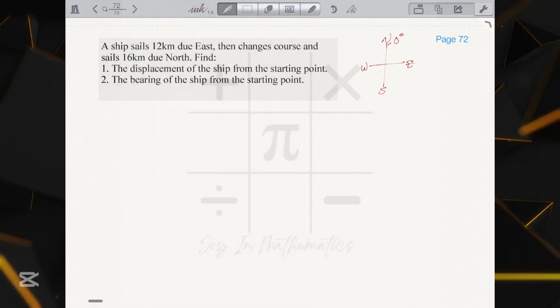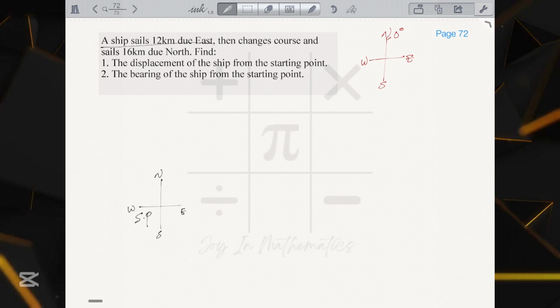So let's begin. The first position of the ship is this. This is the starting position, let's call it SP. And then the ship sails 12 kilometers due east. So this is the east, north, south, east, and west.